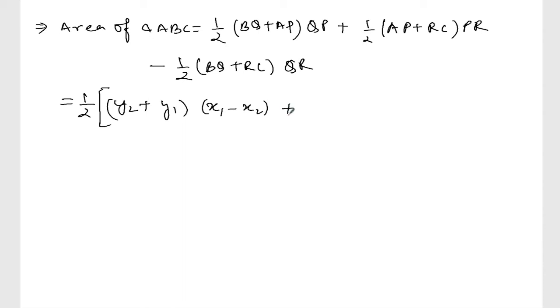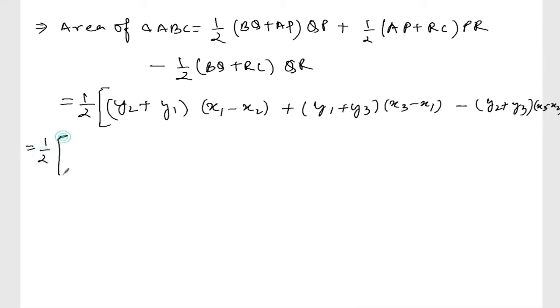So let me write down everything. Half taken out common already. So this one is (y1 plus y3) into (x3 minus x1). And from here, minus, half taken out common already, (y2 plus y3) and (x3 minus x2). You can see this one.